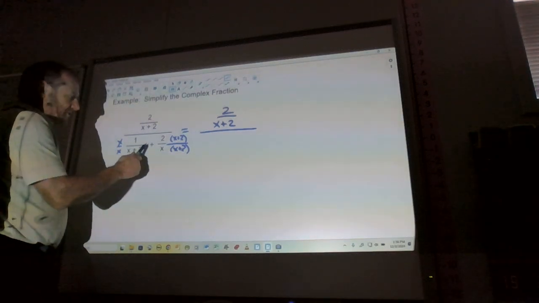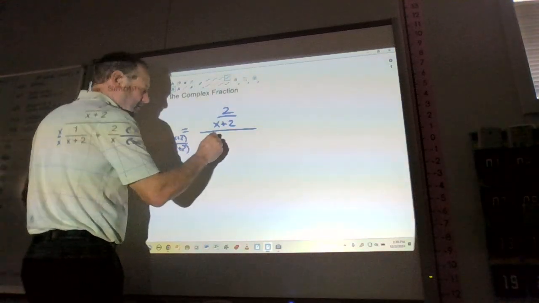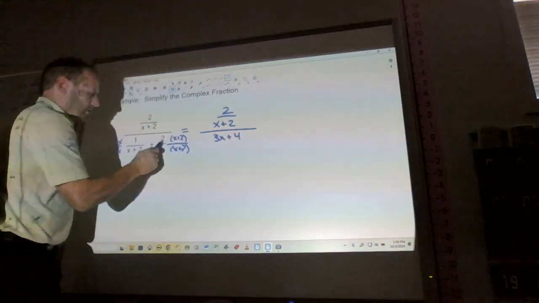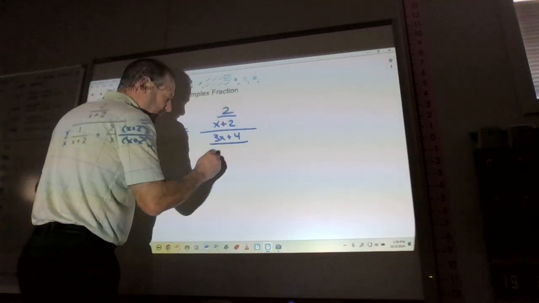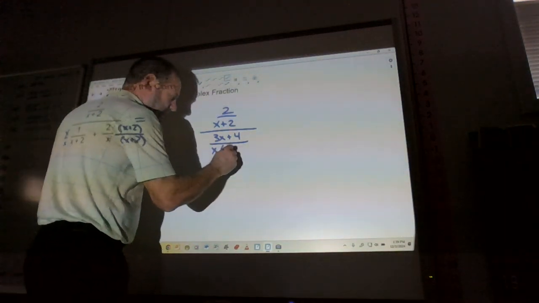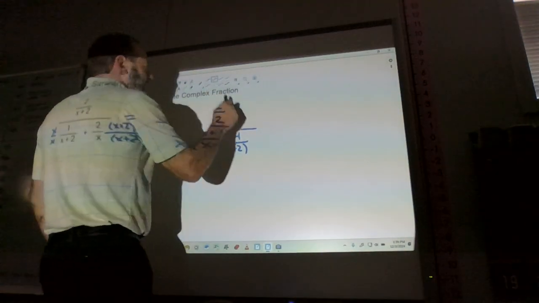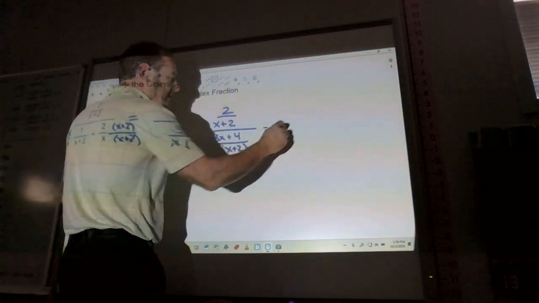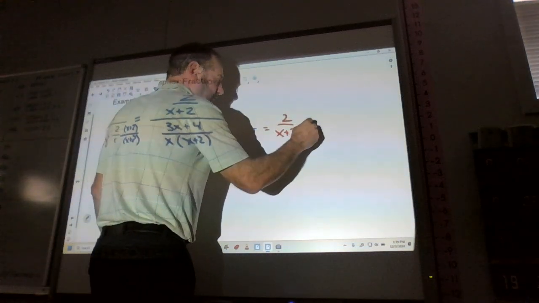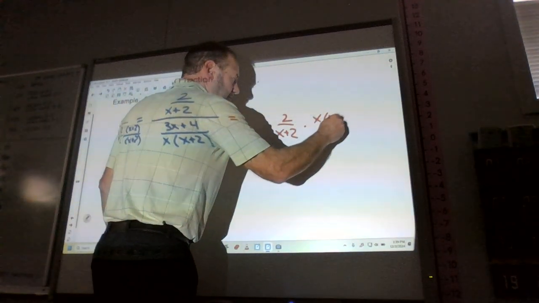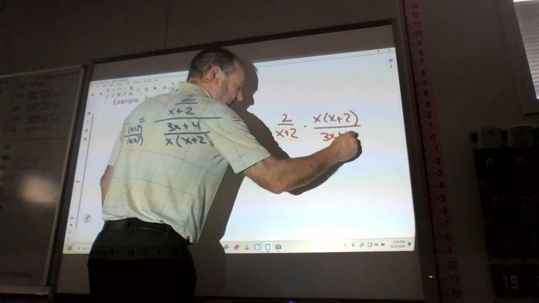and I'm going to get x plus 2x would be 3x plus 4, because 2 times 2 is 4. And the bottom's going to be x times x plus 2. Now, I'm going to take this, I'm going to invert this, or I'm sorry, not the top one. I'm going to invert the bottom one and multiply. That's 3x plus 4 on the bottom.